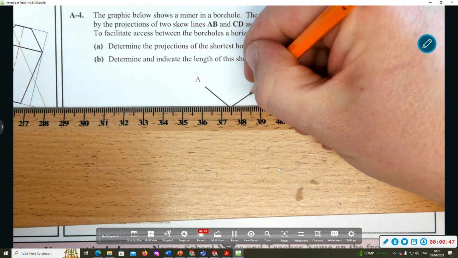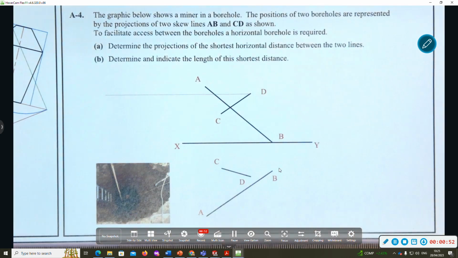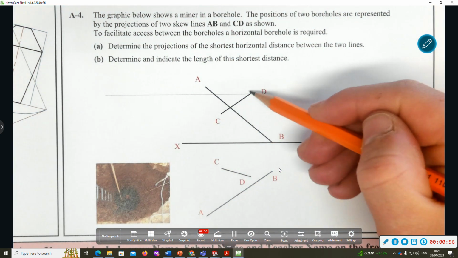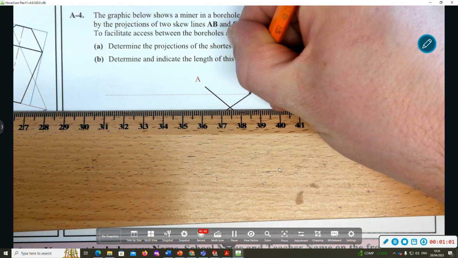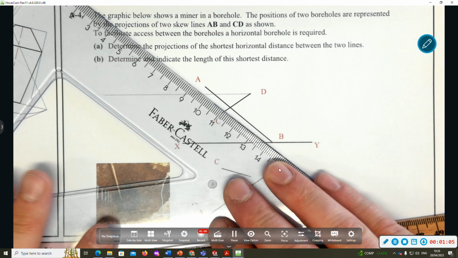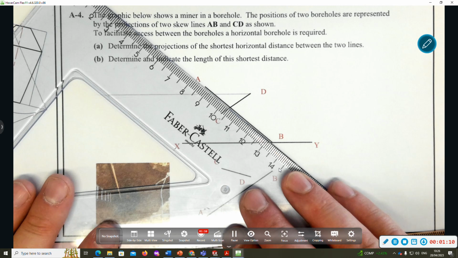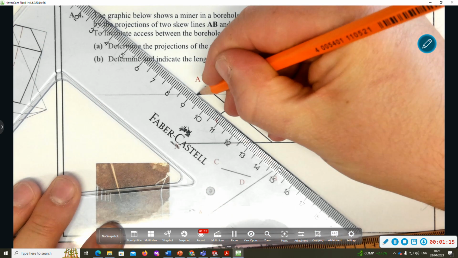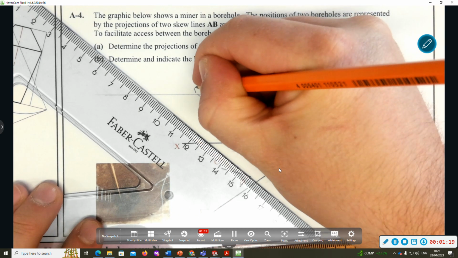So I'm going to draw a horizontal line from D. Now, you can draw your horizontal line from any point. The key is, if you pick a point and draw horizontally from it, you need to remember that from the opposite end of that line you have to go parallel to the other skewed line. So I'm going to go parallel to line AB here from point C. So this is parallel to line AB. I'm going to label that point P.